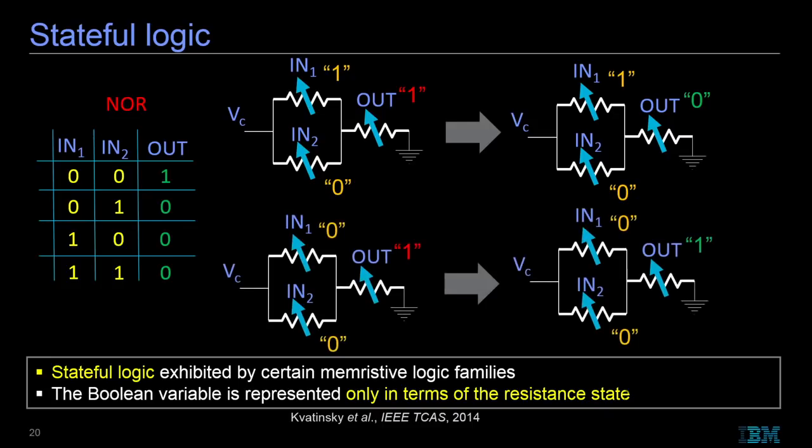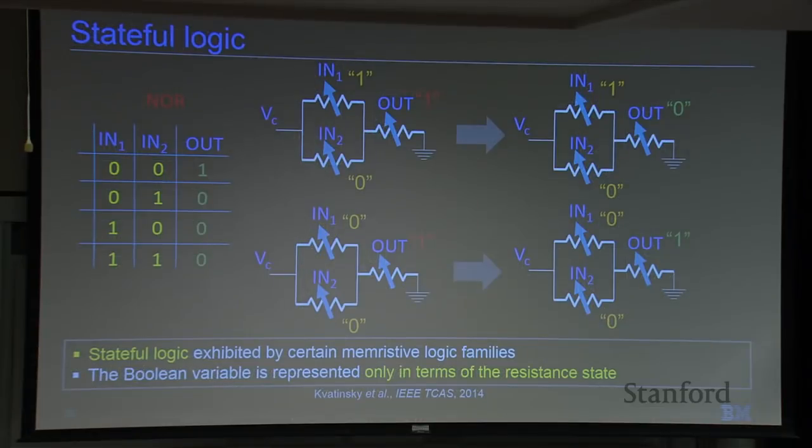Now let's take the scenario where both the inputs are in the zero state. That means they're in the high resistance state. If they're in the high resistance state, and I apply a Vc here, hardly anything drops across the output, which means that the 1 remains as 1. It doesn't toggle. So what we have done is we have the inputs stored as resistance states, and the output is also now a result of the logical operation, NOR in this case. So we have implemented the NOR operation purely using resistance as a state variable. That is the whole idea behind stateful logic.